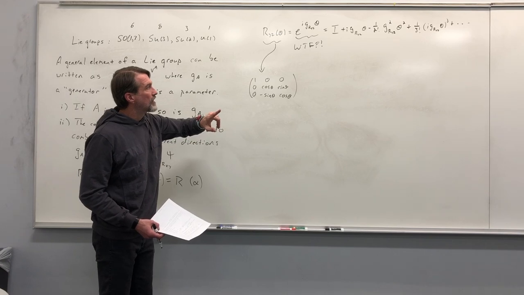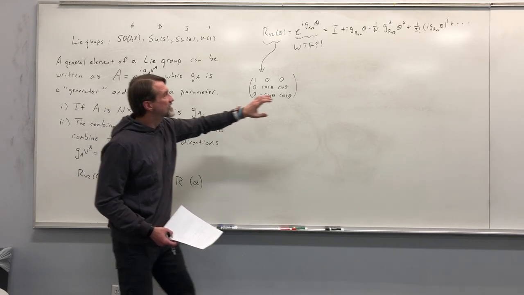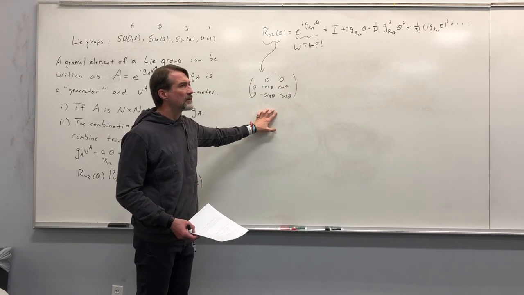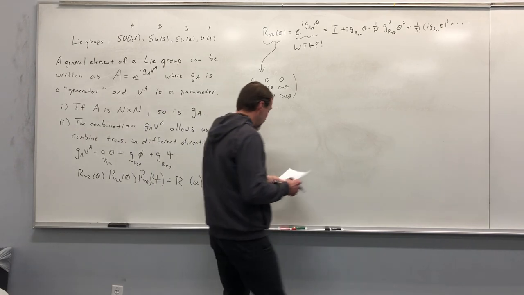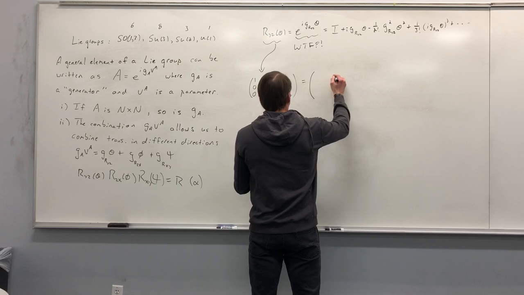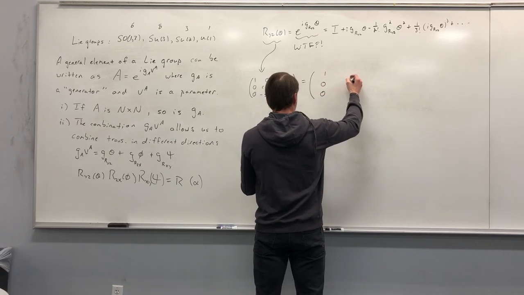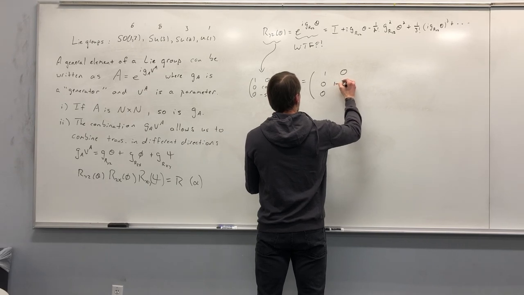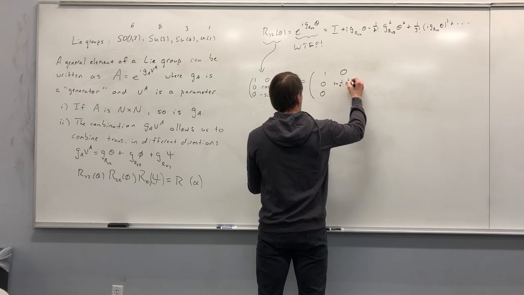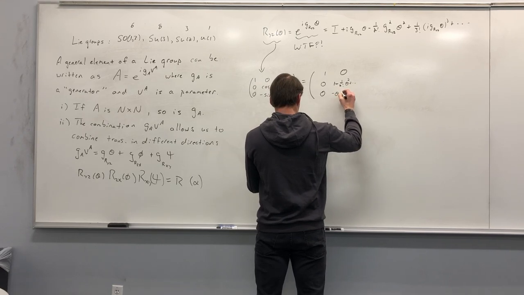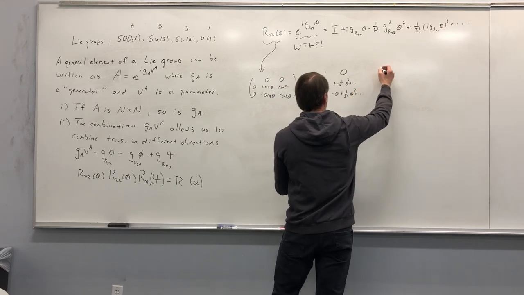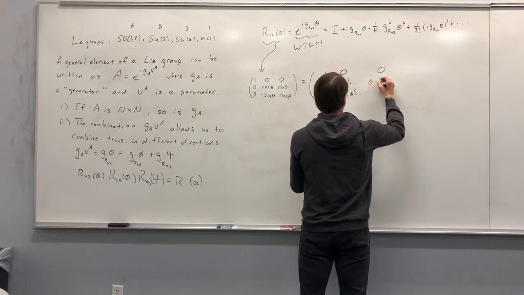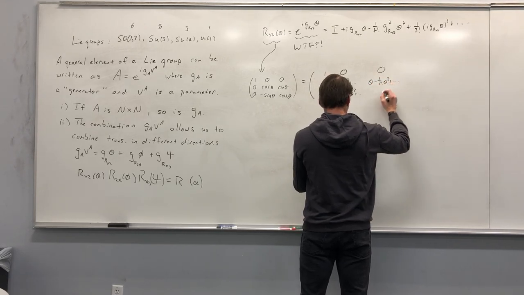All right? Now, this is a sum. This is not. What can we do with this? We can expand the cosines and sines in here. Okay, if we do that, we'll get the following. 1, 0, 0, 0, 1 minus 1 over 2 factorial theta squared plus dot dot dot, minus theta plus 1 over 3 factorial theta cubed plus dot dot dot, 0, theta minus 1 over 3 factorial theta cubed plus dot dot dot, and then 1 minus 1 over 2 factorial theta squared.